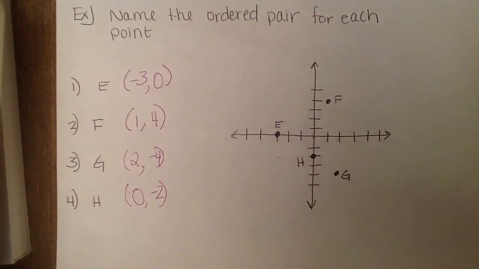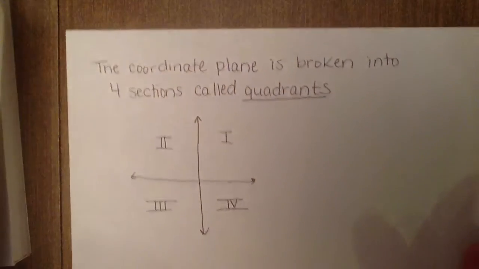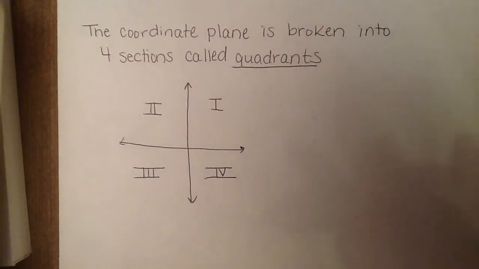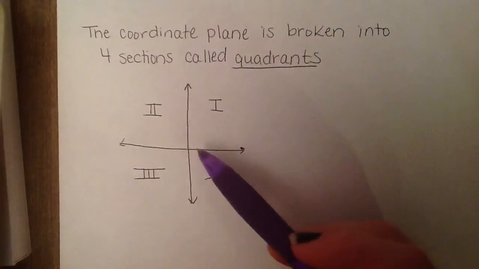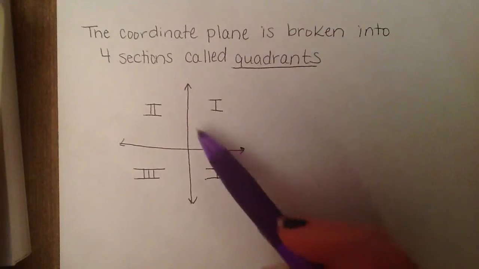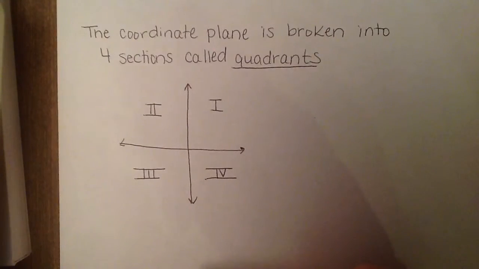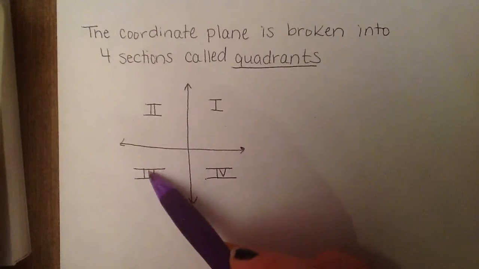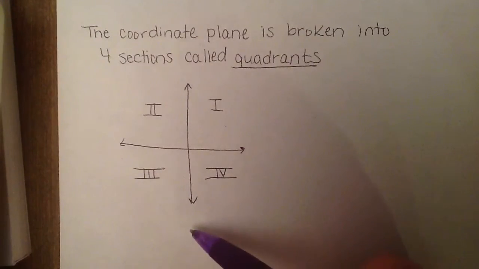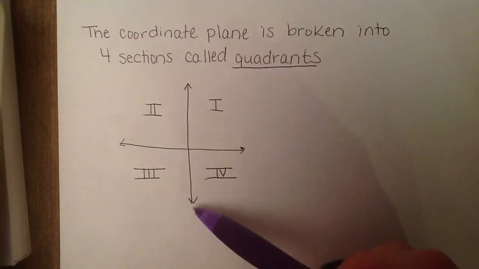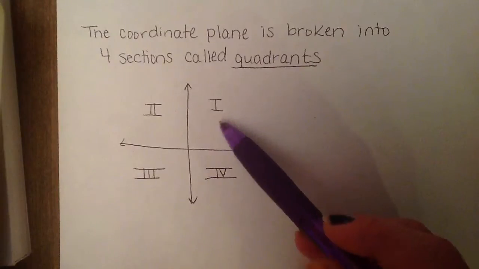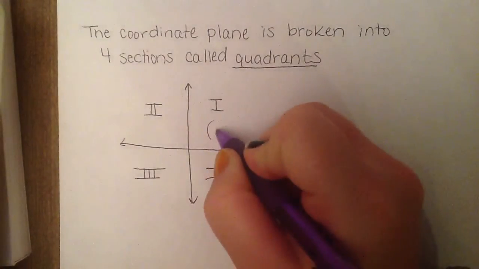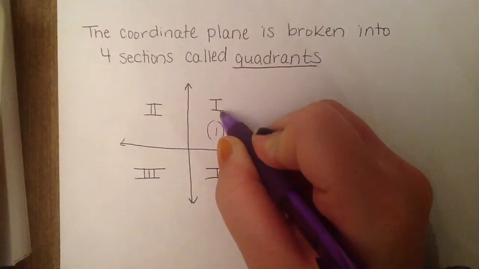Nice job. The last thing we need to talk about are what we call coordinates. Our two axes, the x-axis and the y-axis, break our coordinate plane into 4 sections. Section 1, 2, 3, and 4. These are what we call quadrants. We use Roman numerals to label them. So this is quadrant 1. This is what 1 looks like using Roman numerals, quadrant 1.